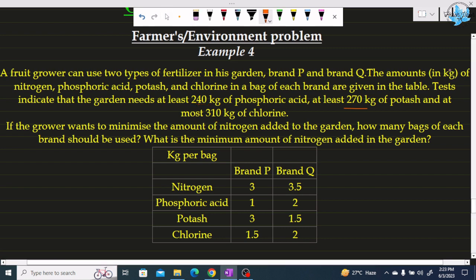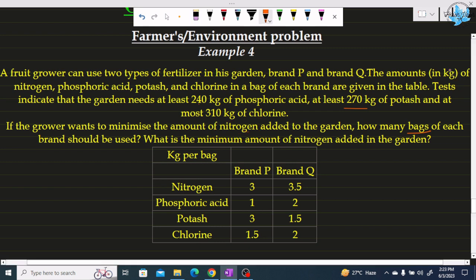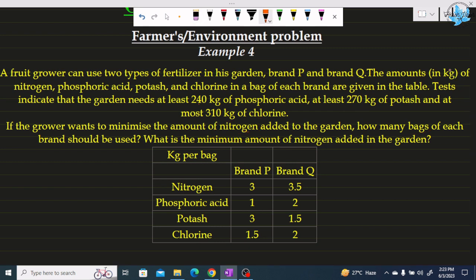Now the question is asking that if the grower wants to minimize the use of nitrogen, how many bags of each brand should he use, and after doing that, what will be the minimum amount of nitrogen? We have to find that too. So let's see. The question is clear to you.